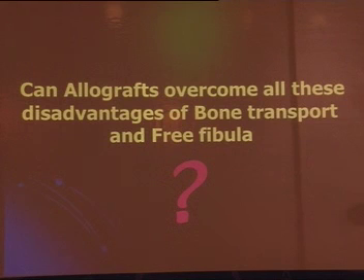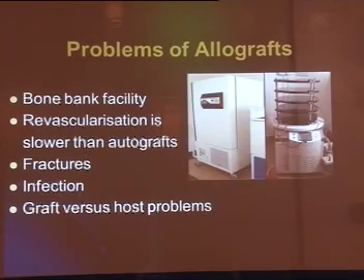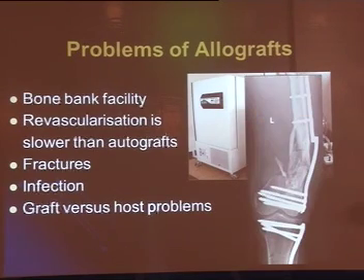Now the burning question is, can allografts overcome all these disadvantages of bone transport and free fibula? Gamma allografts are safe, reduce blood loss, easy to reproduce procedure with reduced morbidity. They are available in large quantities in desired shapes and sizes. The problem of allografts is we need to have a bone facility. The revascularization procedure is slower than autograft, and there is a possibility of failures, nonunion, infections, and graft versus host problems.